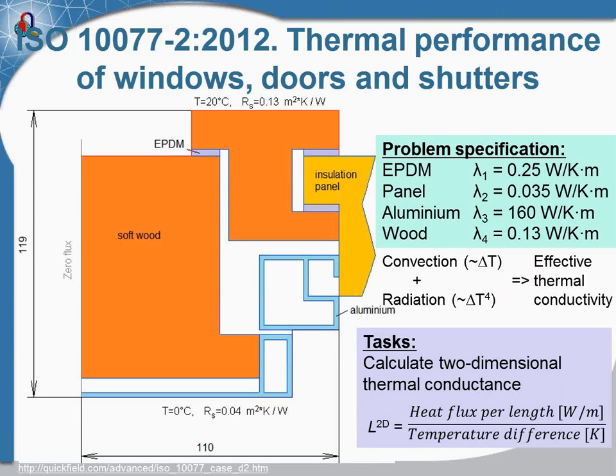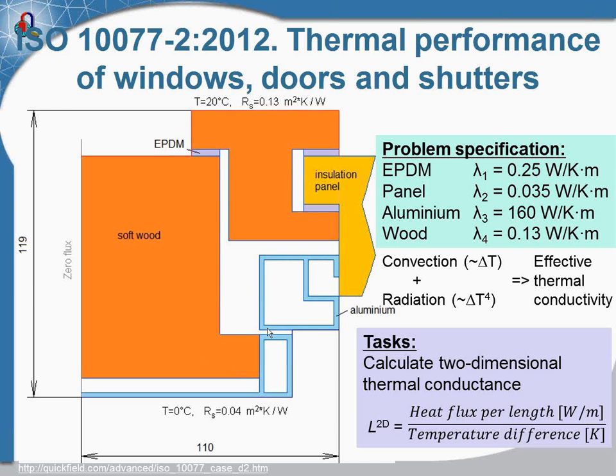This is the next example, verification example against the ISO standard thermal performance of windows, doors, and shutters. There are about 10 two-dimensional test cases presented in this standard, and we will consider only one of them. It is the aluminum clad wood frame section with the calibration insulation panel instead of the glass.